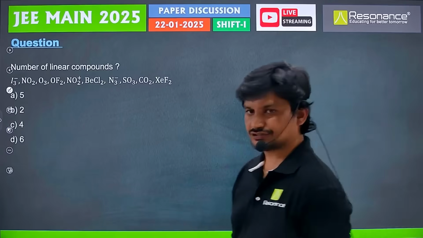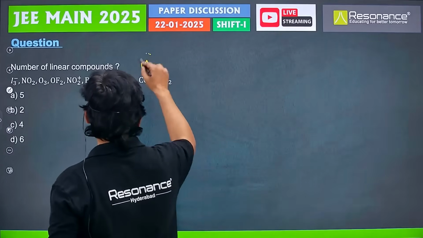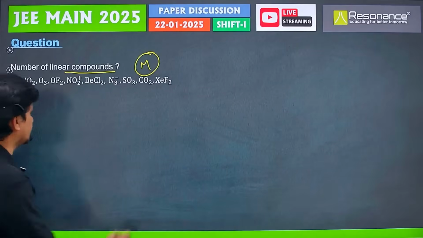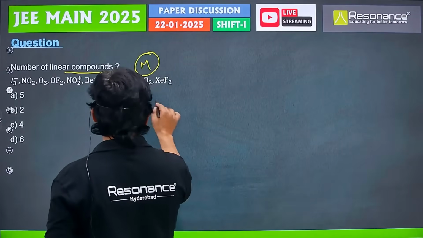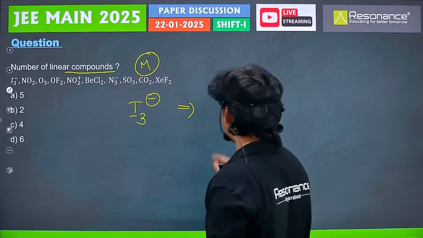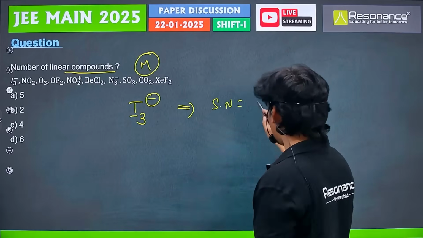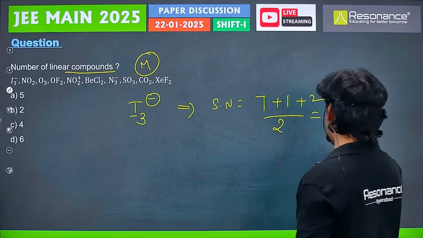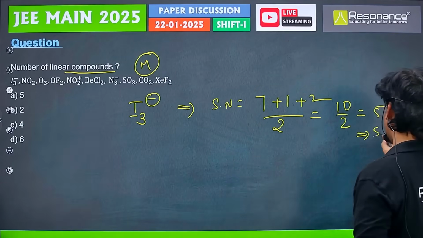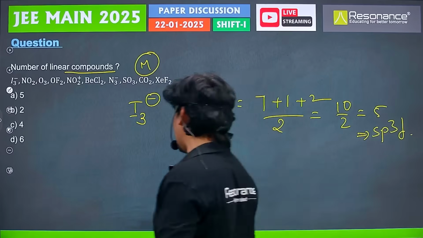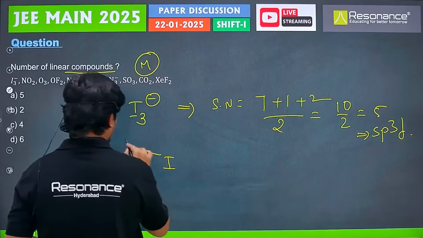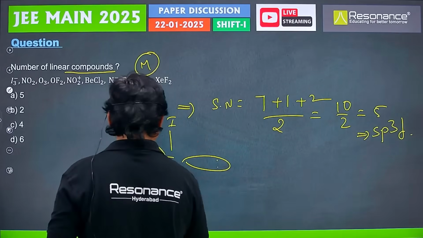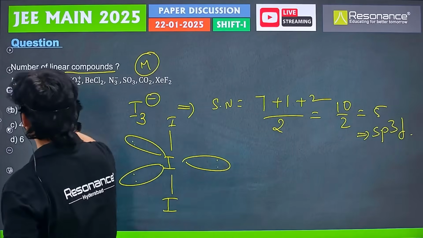The second question is somewhat moderate. Number of linear compounds in the given question. Take I3 minus. What is the steric number? 7 plus 1 plus 2 by 2, then 10 by 2, which is 5. The hybridization is sp3d, and it has a linear structure. 3 lone pairs are there. Linear, yes. This is one.